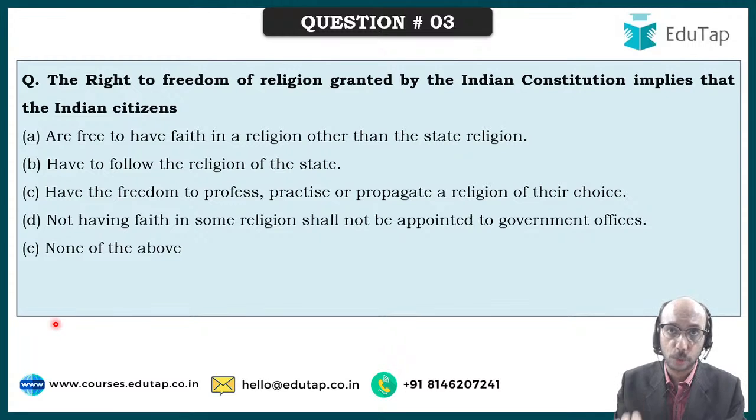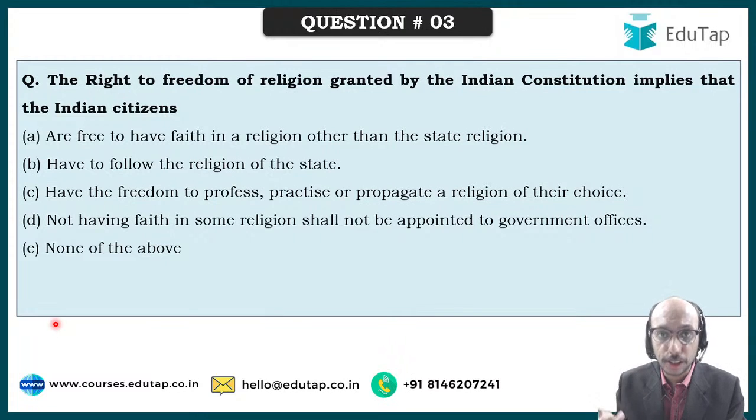Moving ahead to the third question. Right to freedom of religion, Articles 25, 26, 27, 28, Sarva Dharm Sambhav. We call these articles the articles enshrining the value of Sarva Dharm Sambhav. So these articles on the right to freedom of religion, what do they imply? That citizens are free to have faith in a religion other than the state religion? Is there a state religion in India? No, there is no state religion in India. Have to follow the religion of the state? No, there is no religion of the state in India. We are not a Hindu country.